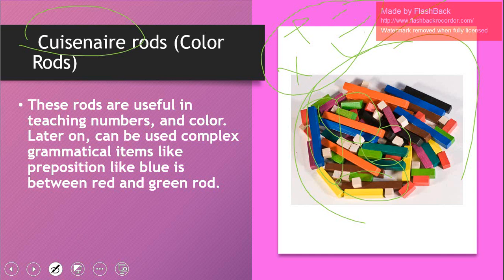These rods are useful in teaching numbers. So you can ask how many rods there are, 1 and 2. You can separate them and put them here and say these are 2 rods, there are 3 rods, 4 rods, 5 rods. This is how numbers can be taught.